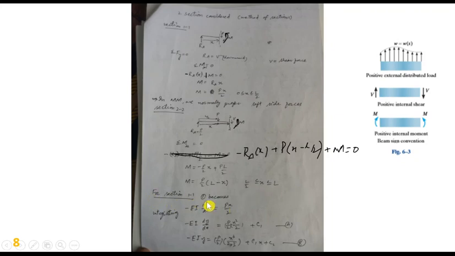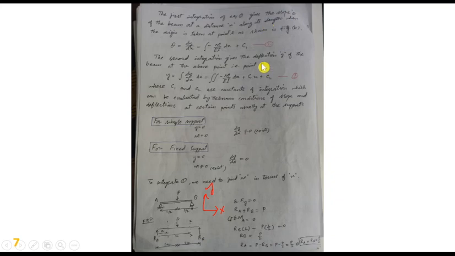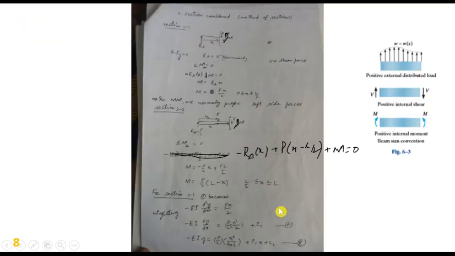For section 1, by putting the value of M, minus EI d squared y over dx squared is equal to Px by 2, that is this one. For section 1, integrating will give us minus EI dy over dx is equal to P by 2 into x squared by 2 plus C1, that is equation A. Again integrating, minus EI y is equal to P by 2 into x cubed by 3 plus C1 into x plus C2, that is equation B.